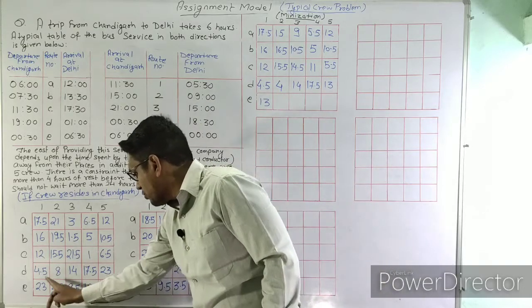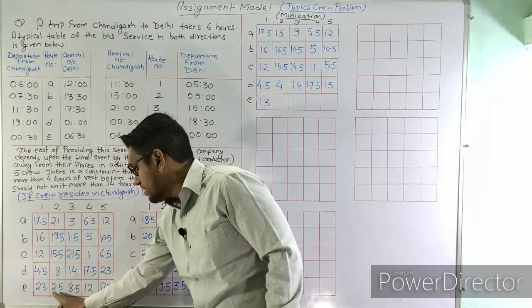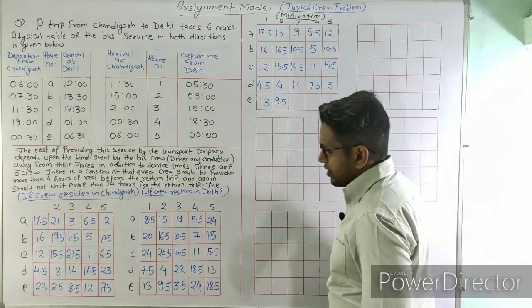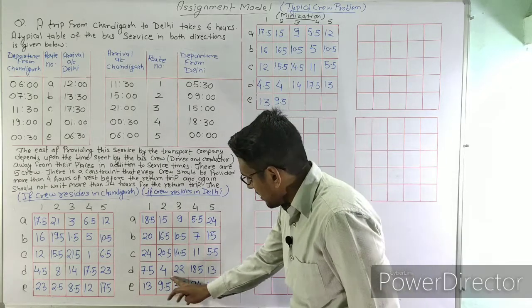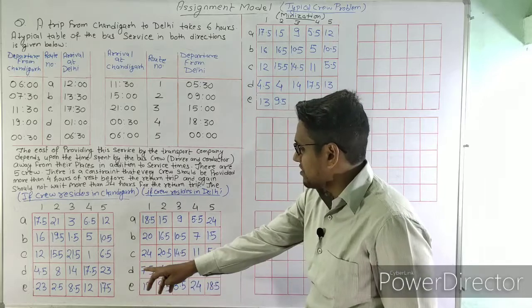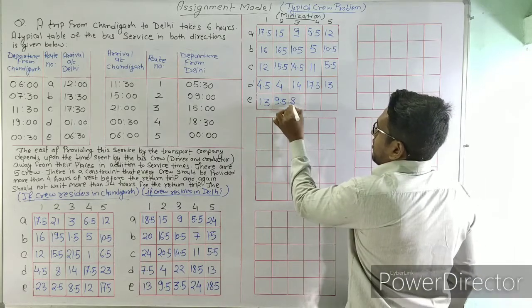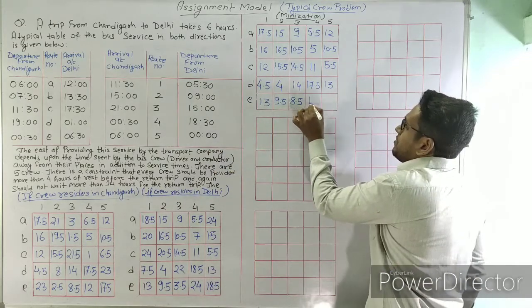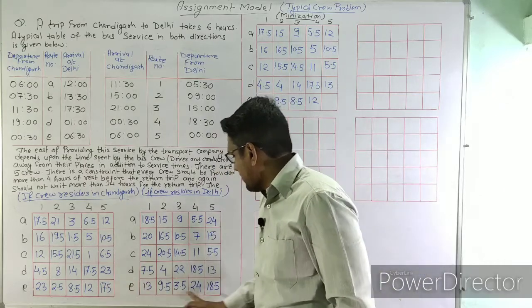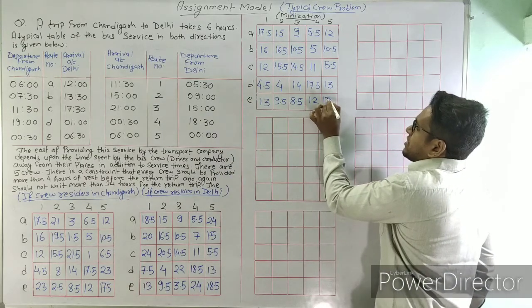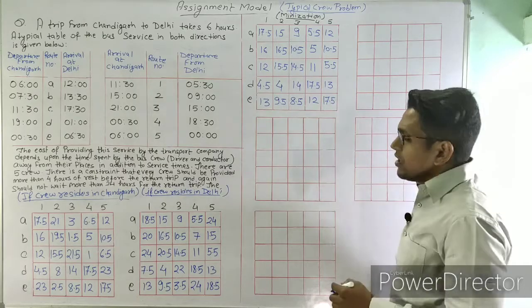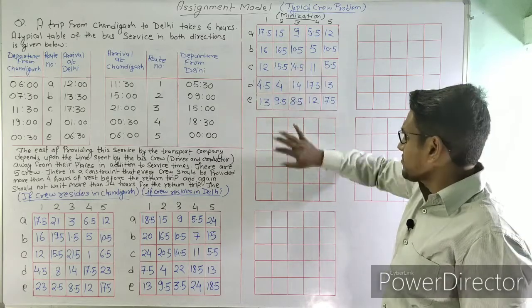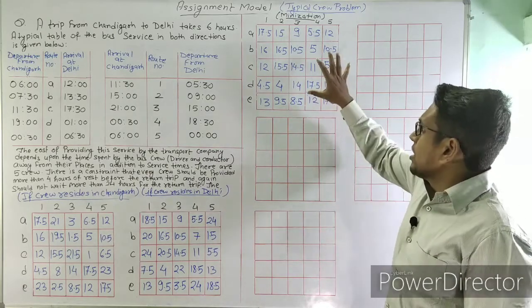2.5 and 9.5. Because 2.5 is less than 4, we are not going to entertain this value. So we will select the value 9.5 here. 9.5. 8.5 and 3.5. Because 3.5 is less than 4, we will not select this value. Instead of that, we will select the value 8.5. Here 12 and 24. So 12 is the minimum value. 17.5, 18.5. So we will select 17.5.